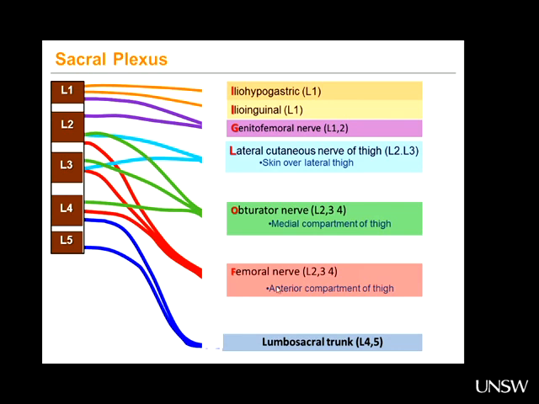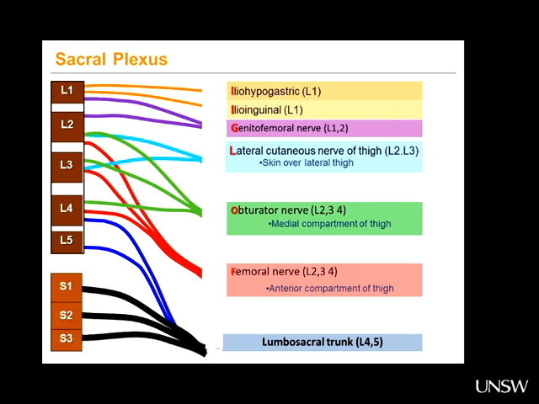Okay. Remember I said that the L4, L5 forms this lumbosacral trunk, and this lumbosacral trunk then joins the lumbar plexus to the sacral plexus. So if you look at the sacral plexus from S1, 2, and 3, we also get the rami that come out, and all of these rami combine with the lumbosacral trunk, and they form this huge nerve, the largest nerve that we have in our body, and that is called the sciatic nerve.